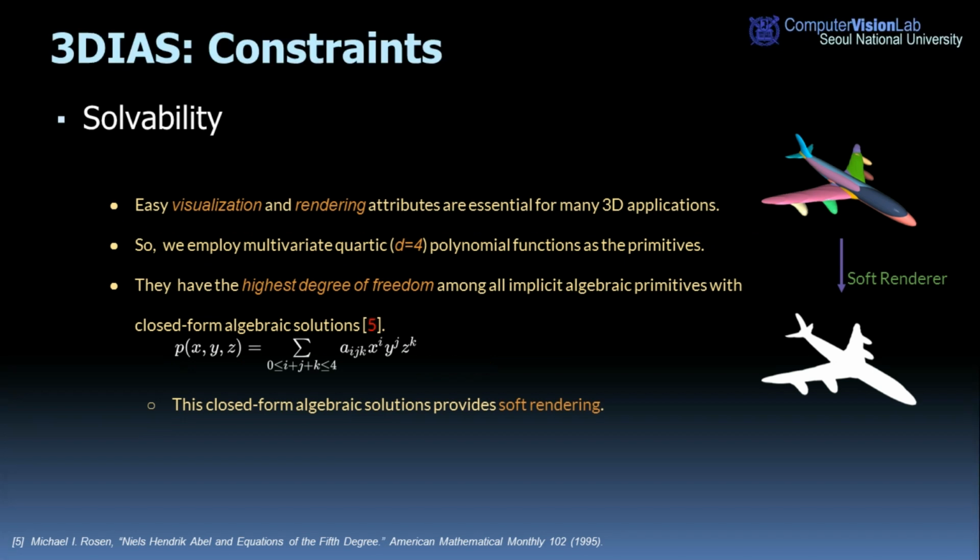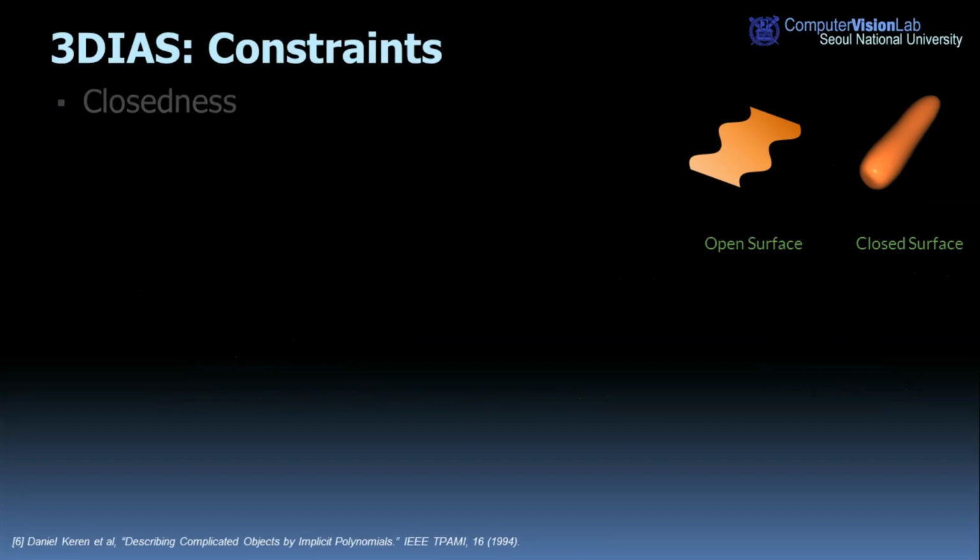Easy visualization and rendering attributes for a 3D shape representation can be useful in many computer graphics and virtual reality applications. We use multivariate quartic polynomial functions as the primitives because they have the highest degree of freedom among all implicit algebraic primitives with closed-form algebraic solutions, which provide sub-rendering.